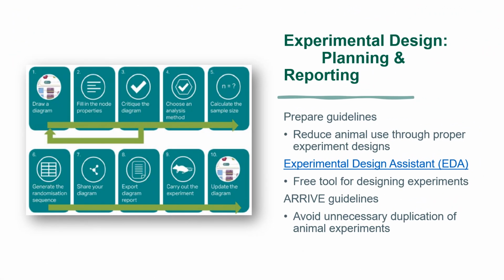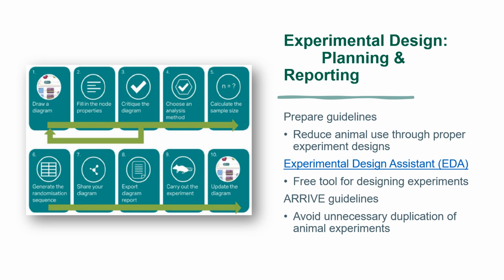Improving experimental design and analysis can lower the number of animals needed for a given study by refining experimental design, enhancing statistical techniques, and optimizing data collection. Experimental Design Assistance (EDA) is a free online tool designed to guide researchers through experimental design, helping to ensure that they use the minimum number of animals required, use methods to reduce subjective bias, and use appropriate statistical analysis.